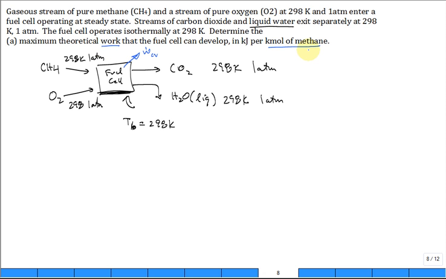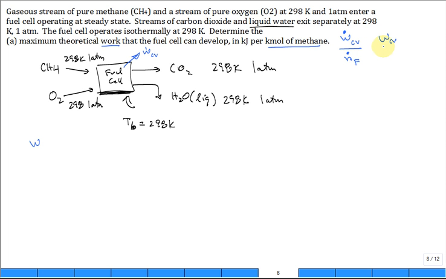So what they want to know is W dot out of the control volume, electric power, electric work, divided by n dot of the fuel. So if you have a dot on top, you need a dot on the bottom there, right? So this is power over flow rate.